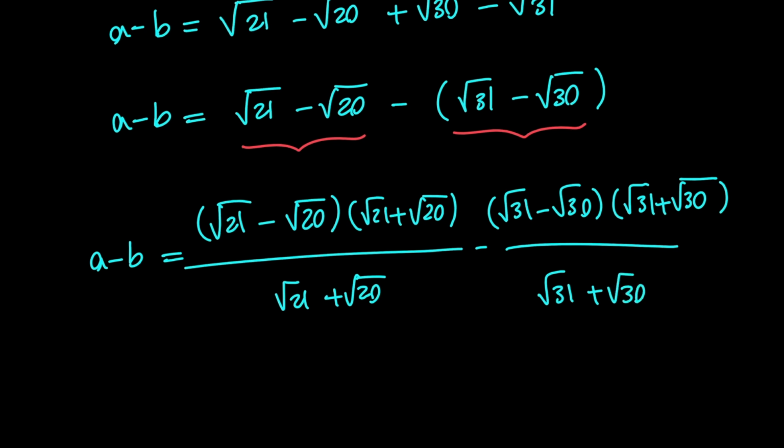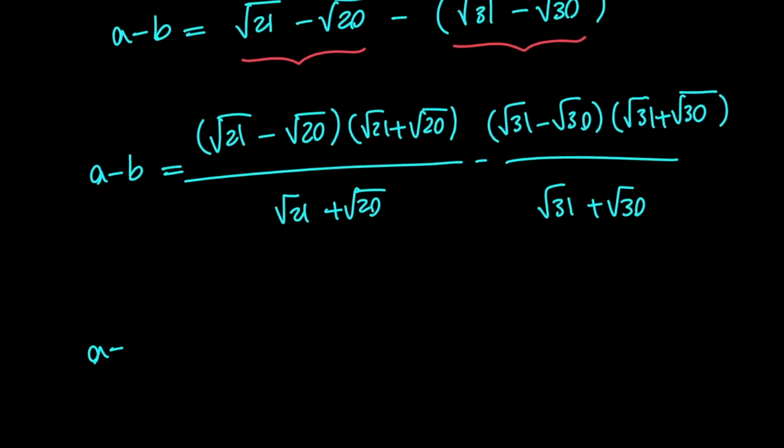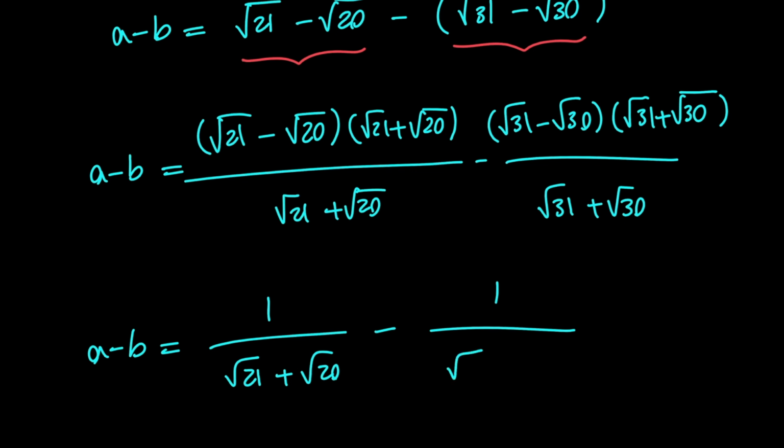Great. Now, if you use the difference of two squares identity, we can say that A minus B is equal to 1 over root 21 plus root 20 minus 1 over root 31 plus root 30.